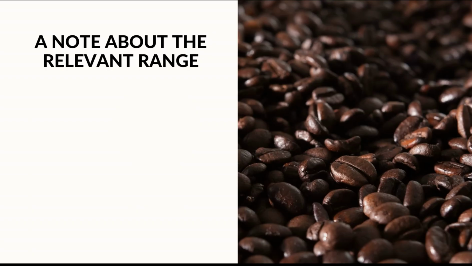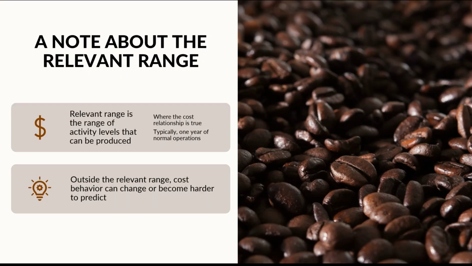Okay. Now, before I finish, I just want to make a quick note about the relevant range. So the relevant range is the range of activity levels that can be produced at a company. And within this relevant range, that's where we find these cost relationships to be true, where variable costs are variable, fixed costs are fixed. Typically, it's like 1 year's worth of operations is a typical relevant range. If we go outside this relevant range, we start expanding and we open a second coffee shop, right? Then our cost behavior can change or can be harder to predict. So when we're looking at our analysis, we're staying within our relevant range to make our cost behavior predictable.